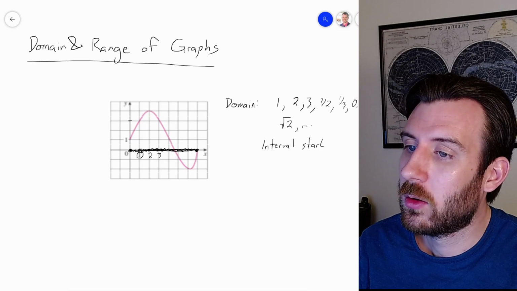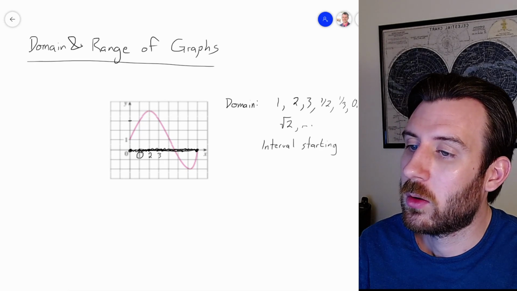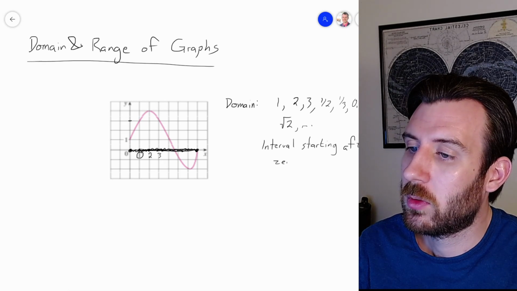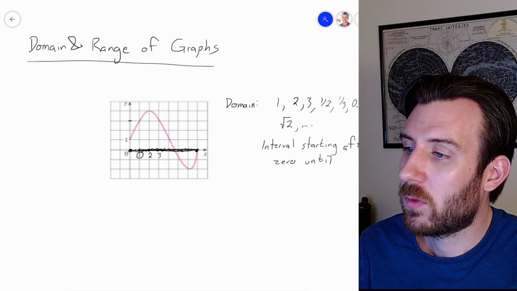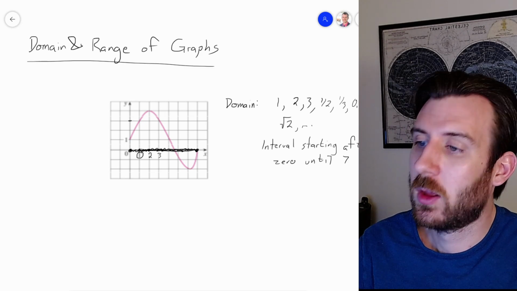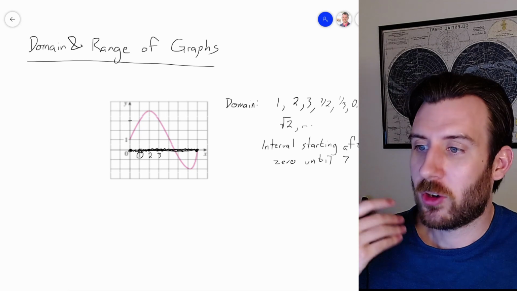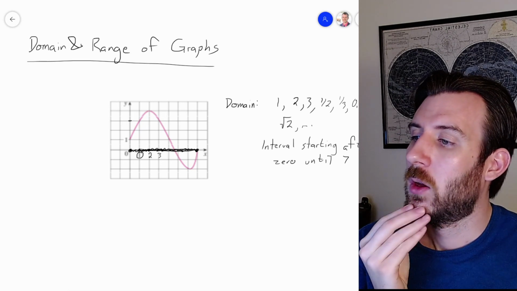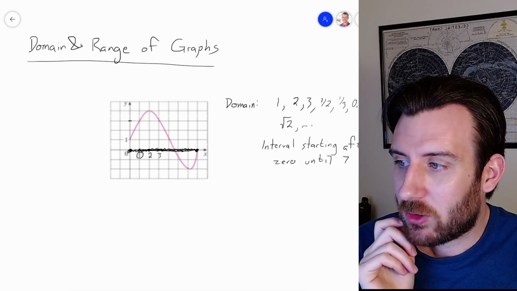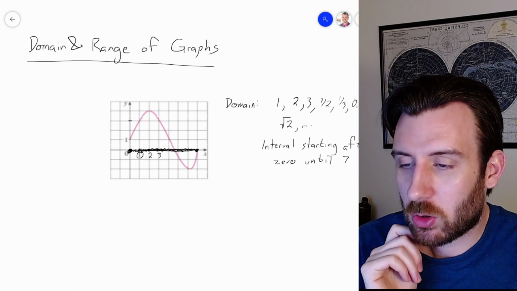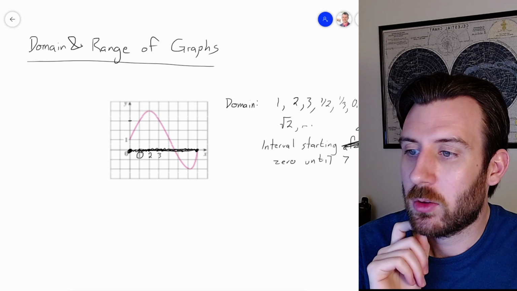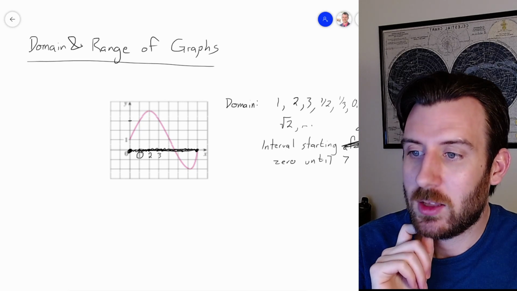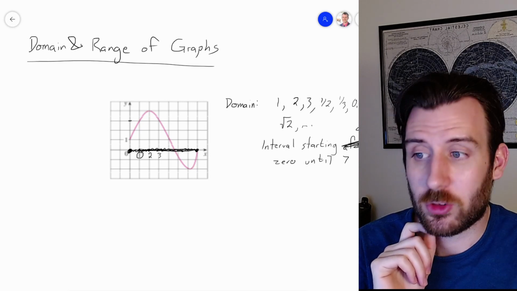So we could actually describe this using words as saying it's the interval starting after 0 until, what would that be? 4, 5, 6, 7, until 7. So let's reflect on that. It's an interval that starts after 0. Oh, but that's not entirely correct because it actually starts at 0. So we're going to need to correct that a little bit. It doesn't start after, it starts at 0 and until 7. Okay, so it includes 7.